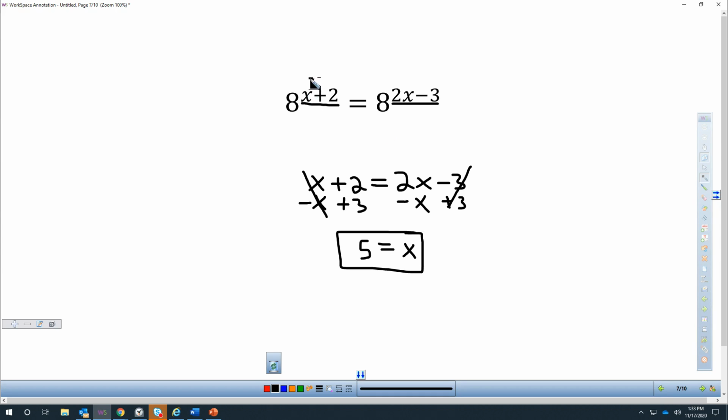So just to show you up here, if x equaled 5, you'd have 5 plus 2, which makes this 8 to the 7th power, because 5 plus 2 is 7. And then over here you have 2 times 5, which is 10, minus 3, which is 7. So you get 8 to the 7th here, which obviously will be equal. Okay.